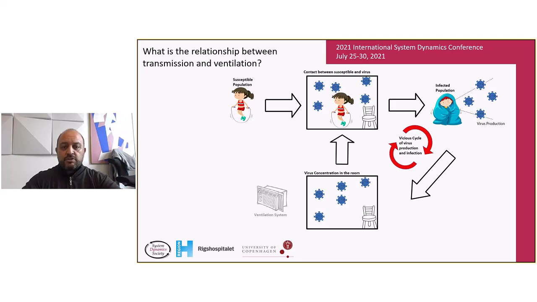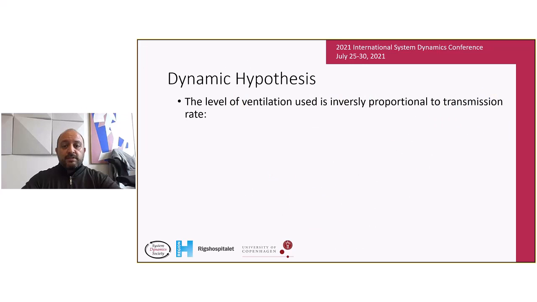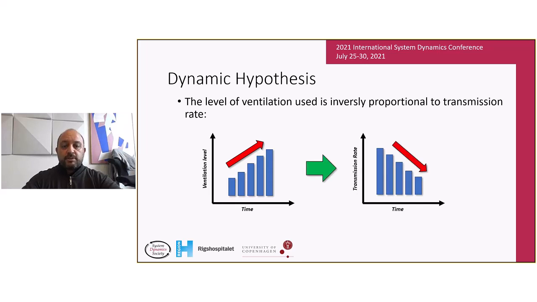Now consider a ventilation system. This ventilation system recirculates the air in the room, exchanging some of the air for fresh air outside, losing in the process viral particles. Additionally, due to gravity, ventilation currents, and deactivation, viruses could be lost due to them settling on surfaces or becoming inactive. This results in a decrease of the number of infected over time. Our dynamic hypothesis, therefore, expects that higher ventilation levels will result in a lower transmission rate.